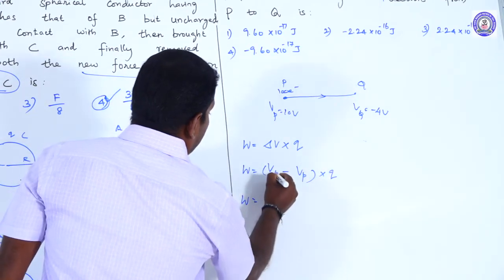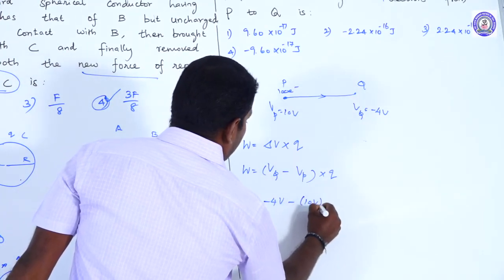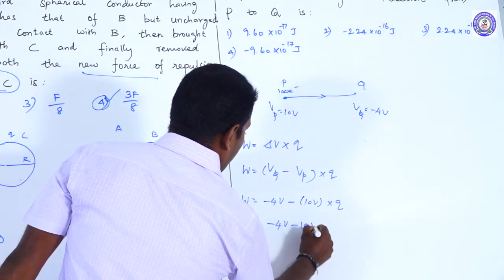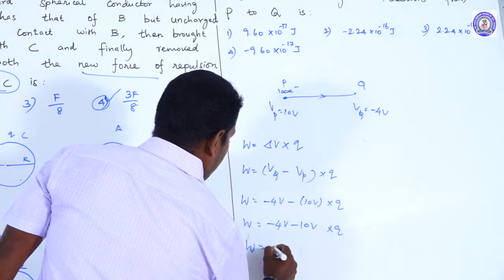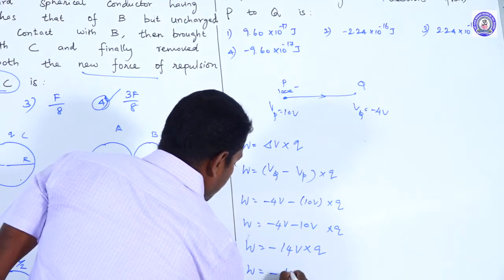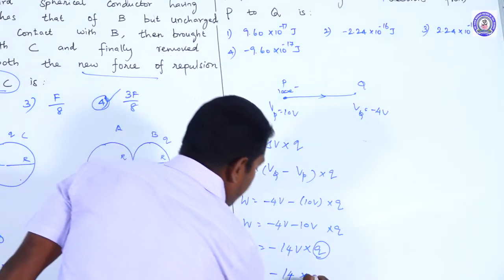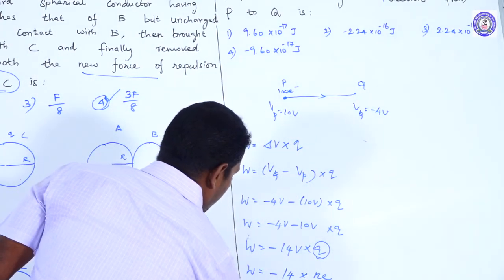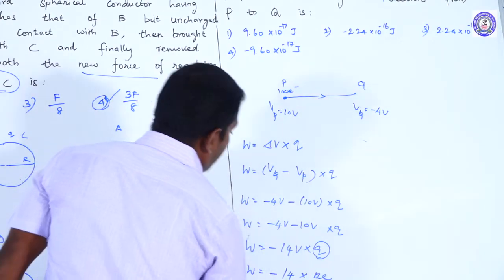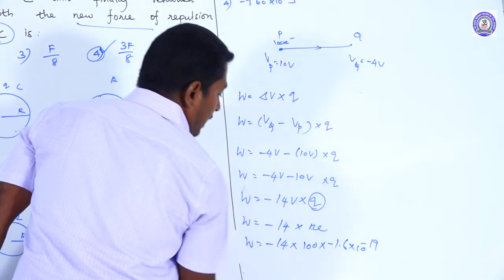So W is equal to final potential minus 4 volt minus initial potential 10 volt into moving charge Q. W is equal to minus 4 volt minus 10 volt into Q. W is equal to minus 14 volt into Q. Then W is equal to minus 14 into the charge possessed by the 100 electrons, N into E. W is equal to minus 14 into number of electrons 100. The charge possessed by each electron is 1.6 into 10 power minus 19, but an electron possesses a negative charge.